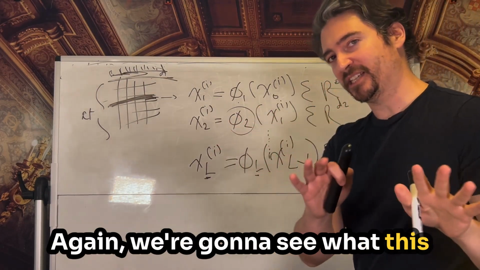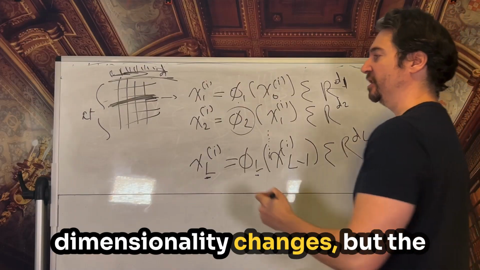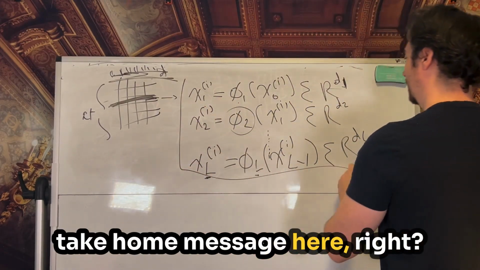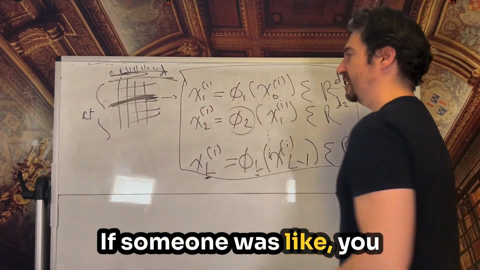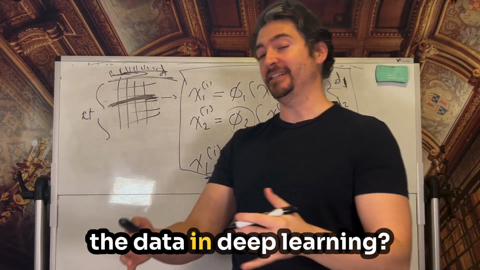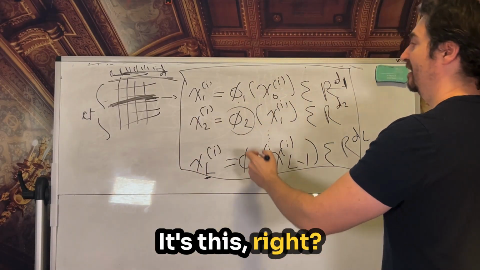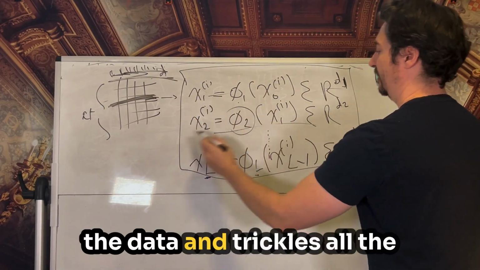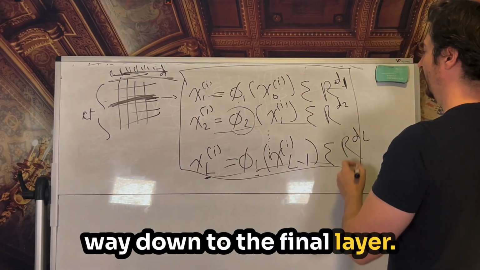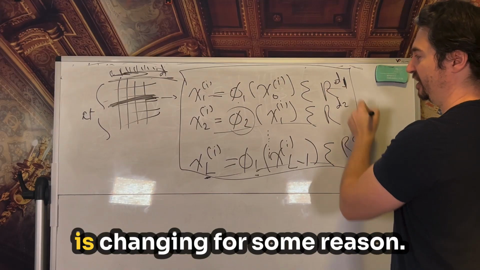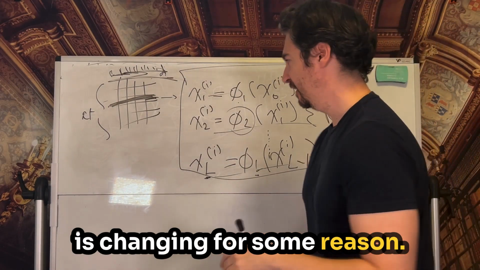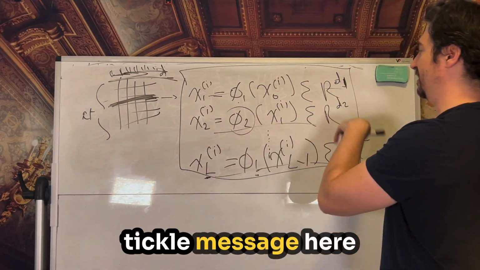Again, we're going to see what this means explicitly, like how the dimensionality changes. But the take-home message here, if someone was like, what's happening to the data in deep learning, it's this. Here's the data, then here's the data, and it trickles all the way down to the final layer. Look at how its dimensionality is changing. That's really the take-home message here, the dimensionality changing.